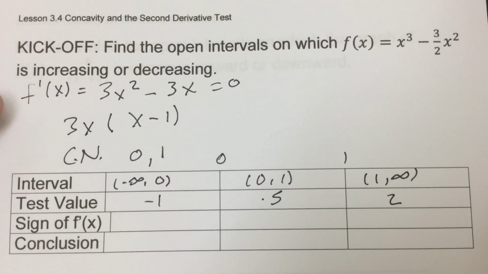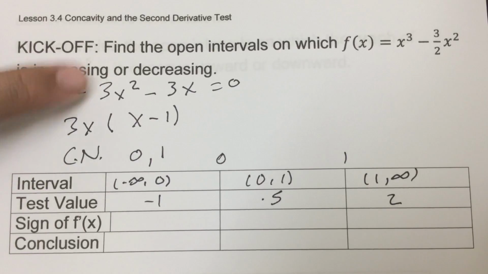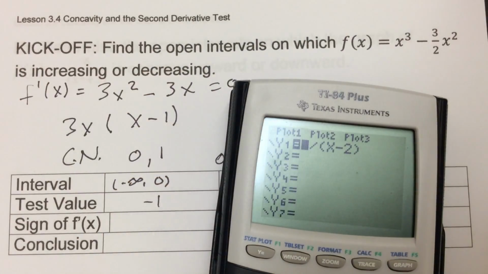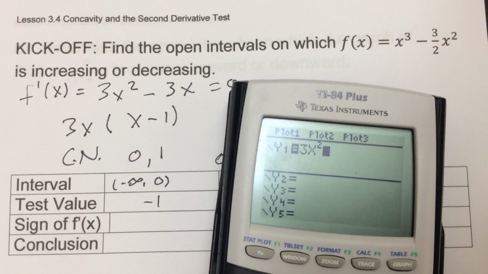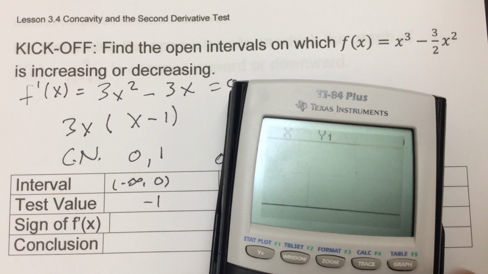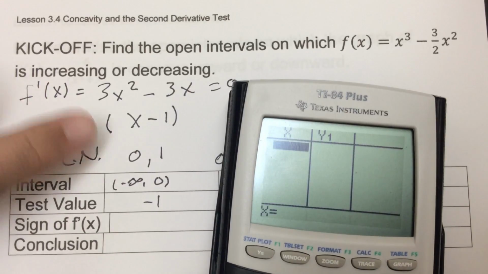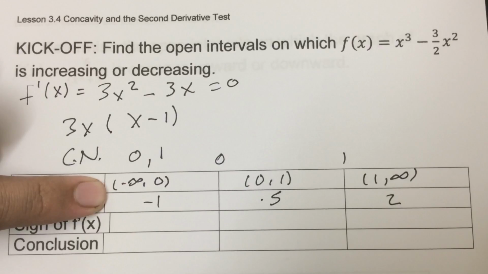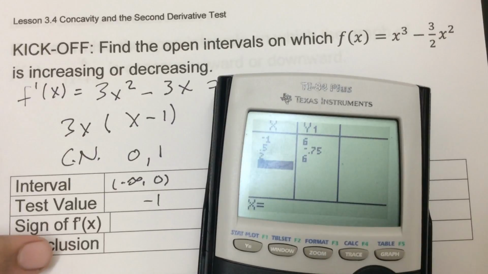Now, if you put this first derivative into your graphing calculator, if you had something there, clear it out, we'll do 3x squared minus 3x, and then we'll hit second table, and we're going to delete whatever's here. And so we're going to put in our test values now of negative 1, 0.5, and 2. So 6.